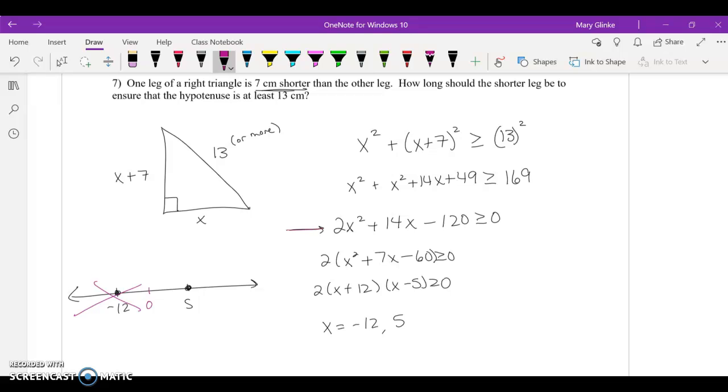If you plug in 1 into your inequality over here, you would get a negative number is bigger than 0. That does not work. If you plug in a number bigger than 5, like 100, you'd get a large number is greater than 0. This is true. So everything from 5 to infinity should work. So it should be any number greater than 5.